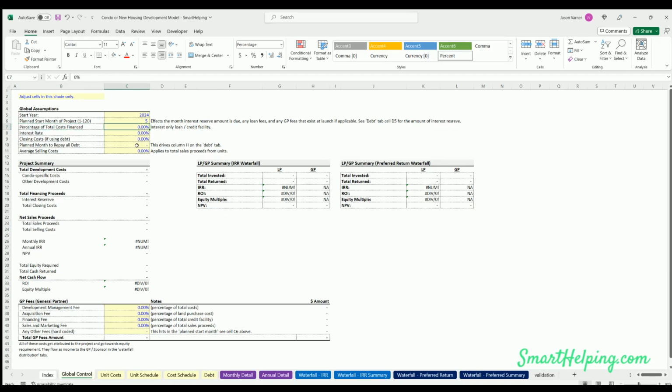Percentage of total cost finance. So this is all construction costs. This will apply to the land, just the entire cost of the whole project. So here, let's say maybe 60%.